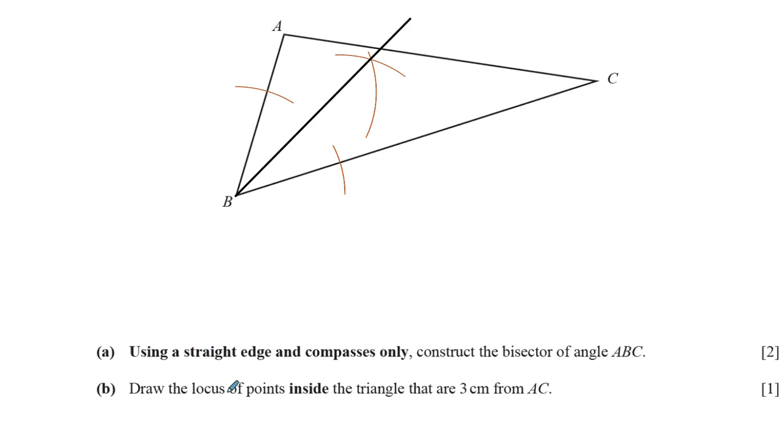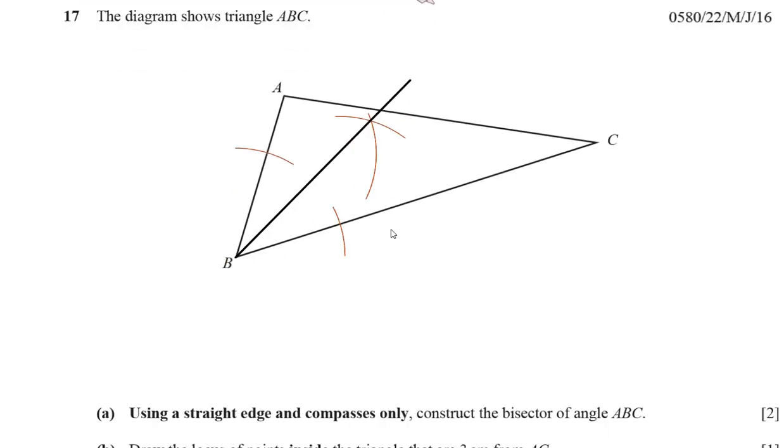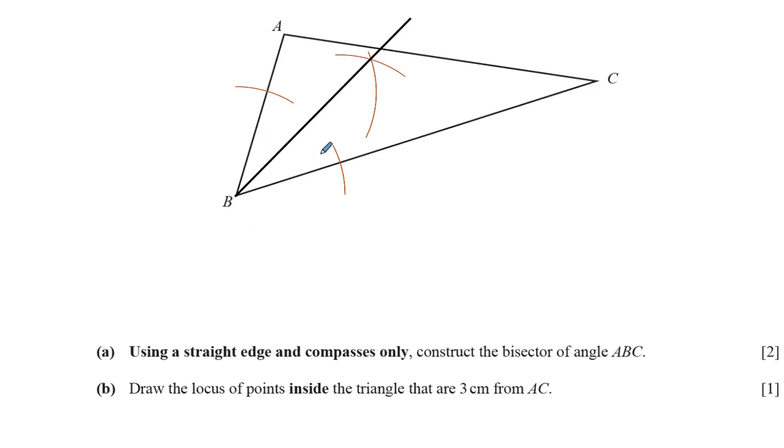Now they asked us to draw the locus of points inside the triangle which are 3 centimeters away from AC, which is a line. For something to be the same distance away from a line, it has to be along a line which is parallel to that line. So we have to draw a line that's parallel to AC and 3 centimeters away from AC, but only on the side which is inside the triangle. We don't need to draw one on the other side, just what is inside the triangle.